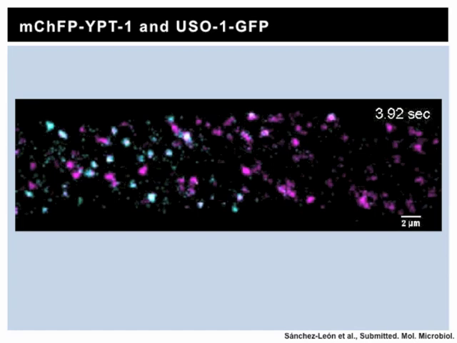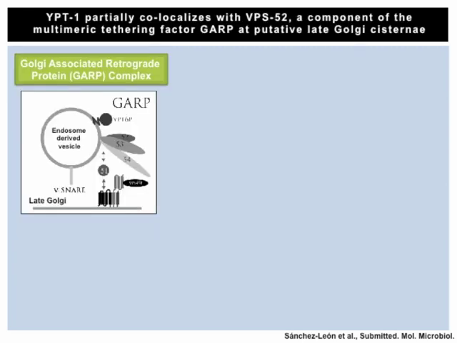So we also use this marker to look at the late Golgi. This is Golgi-associated retrograde protein complex component. We tagged VPS52, and we saw that there was also some partial colocalization with YPT1, with values of 0.18. So we think that some population of YPT1 colocalizes with early Golgi, and some population of YPT1 colocalizes with late Golgi.